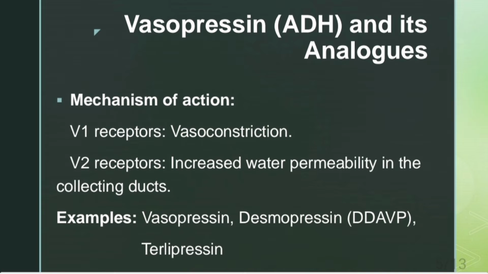Vasopressin and its analogues. Mechanism of action. On V1 receptors, it shows vasoconstriction. V1 receptors are primarily known for vasoconstriction, which can indirectly contribute to antidiuresis by affecting renal sodium reabsorption and blood pressure, which can influence water balance. And on V2 receptors, they increase water permeability in the collecting ducts. The vasopressin V2 receptors mediate the antidiuresis by stimulating water reabsorption in the kidney by increasing water permeability of the collecting duct. Examples include vasopressin, desmopressin and terlipressin.